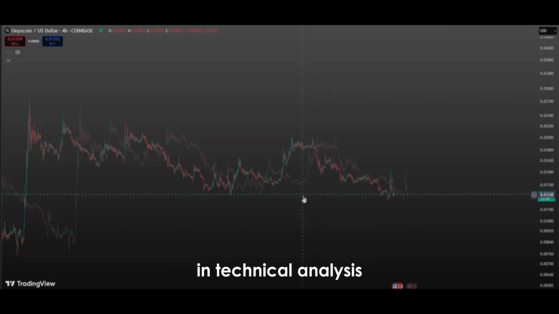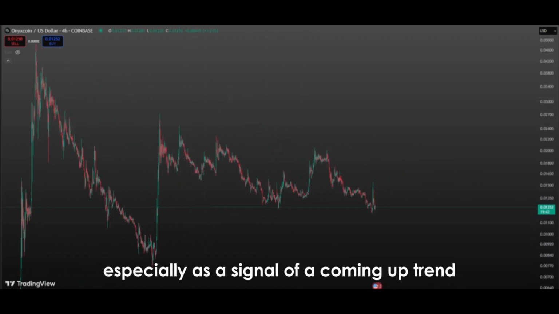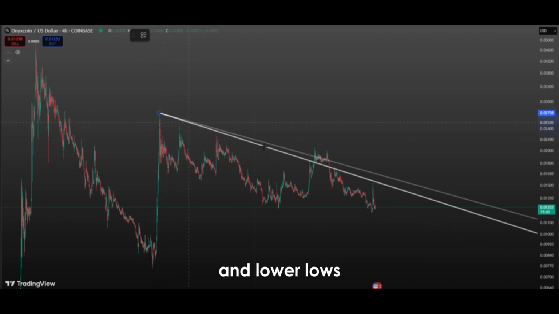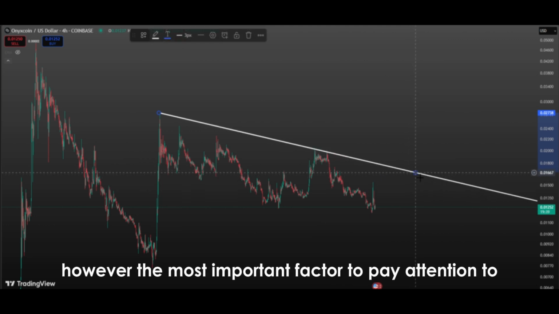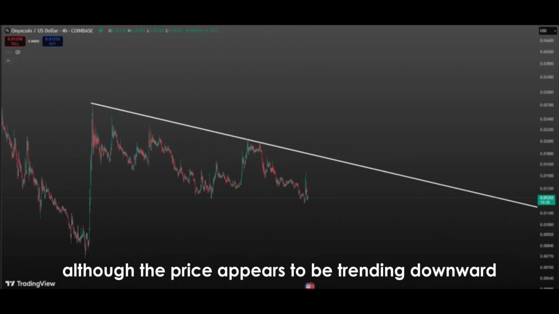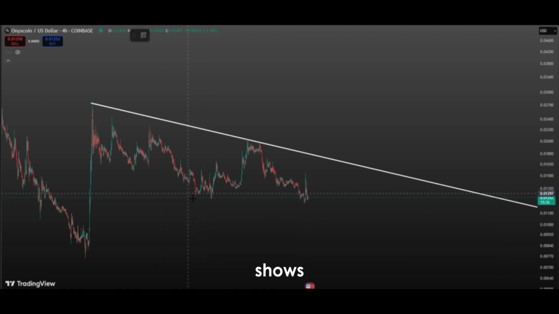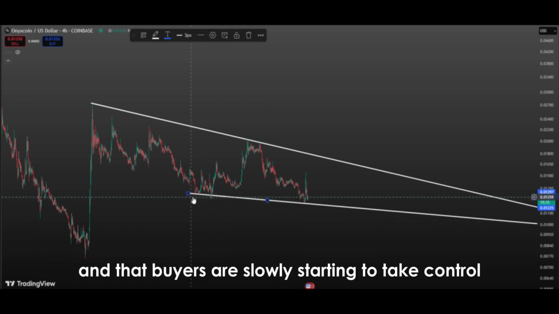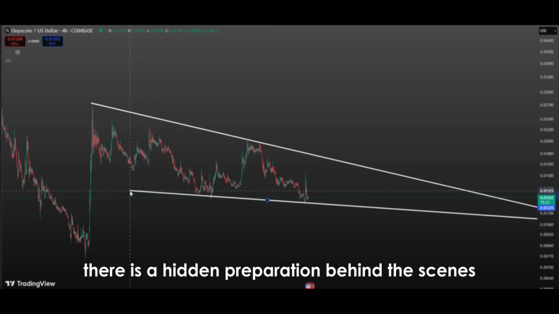The falling wedge pattern in technical analysis is known as a strong price structure, especially as a signal of a coming uptrend. This formation occurs when the price continuously makes lower highs and lower lows, compressing within a narrowing triangular structure. However, the most important factor to pay attention to during this compression process is that although the price appears to be trending downward, the trading volume gradually decreases. This decline in volume actually shows that the selling pressure in the market is weakening and that buyers are slowly starting to take control. In other words, although there seems to be a downtrend on the surface, there is a hidden preparation behind the scenes.